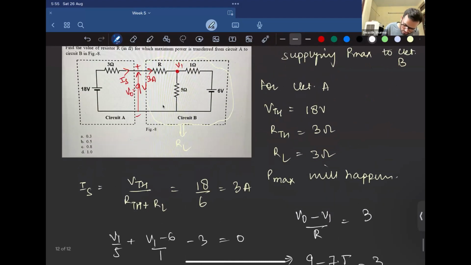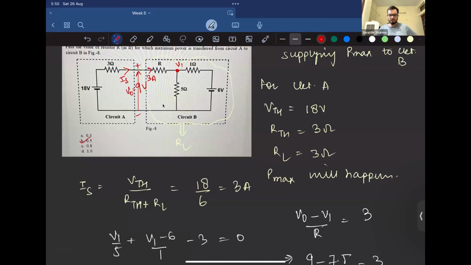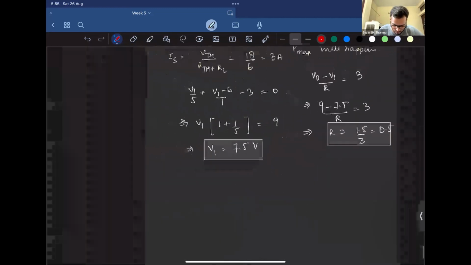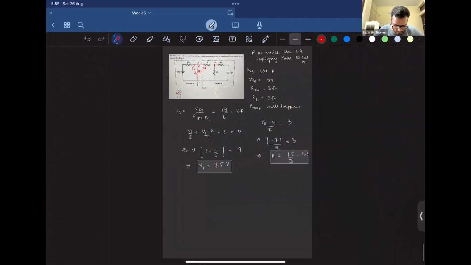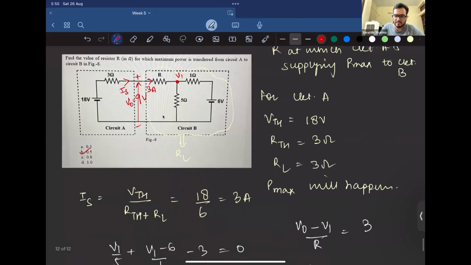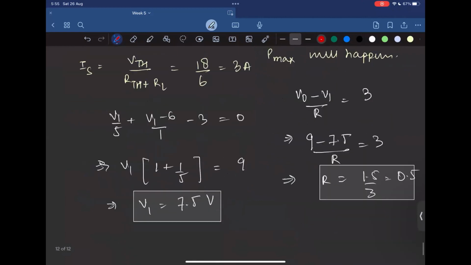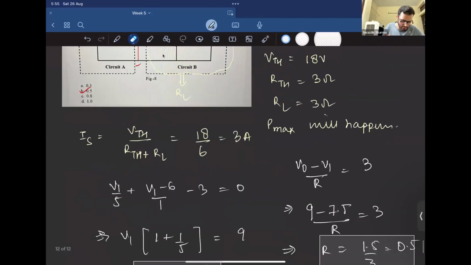Were you able to follow? So what I just did, I represented circuit B as a resistance RL. For power to be maximum, RL must be equal to RTH. That means RL will be... 2, right? The answer will be 2. No, no, no, the answer will be 0.5. 0.5, right? So the answer is B.